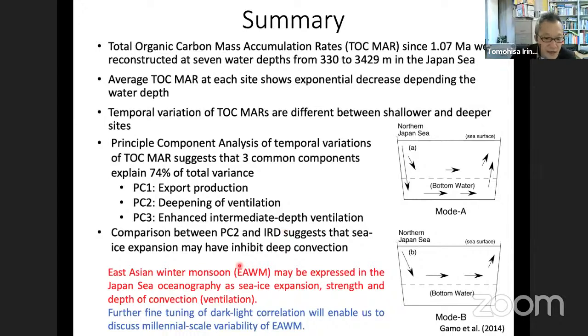So I'd like to summarize what I learned here: the East Asian winter monsoon may be expressed in the sea ice expansion. So it's expressed as the sea ice expansion and the strength and/or depth of convection here. So it is slightly complicated.